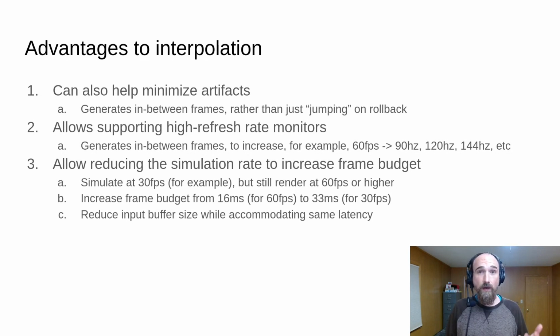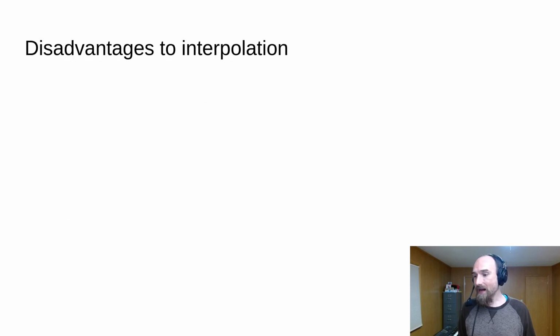An input buffer of 20 at 60 FPS means you can theoretically accommodate 320 milliseconds of latency without losing sync. But at 30 FPS, you only need a buffer size of 10 to do the exact same thing. So not only do you have a bigger budget, but in the worst case scenario, you actually have less work to do. Now, this isn't without downsides. There's trade-offs to everything, so let's talk about those.